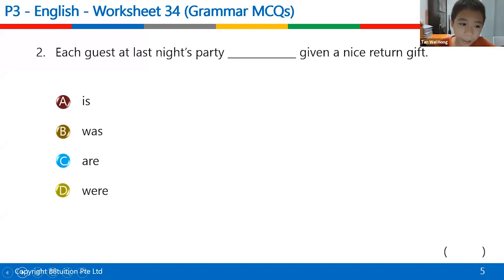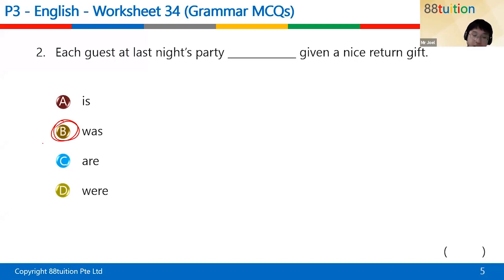Was. Very good. Can you explain why it is was? Was is what tense, present or past? It's past tense, the past tense of is. Is is the present tense, was is the past tense. So why must we use was over here? Why can't we use is? Because it says last night. Very good, last night, so it's already over. Excellent, Wei Hong. So the answer here must be B.